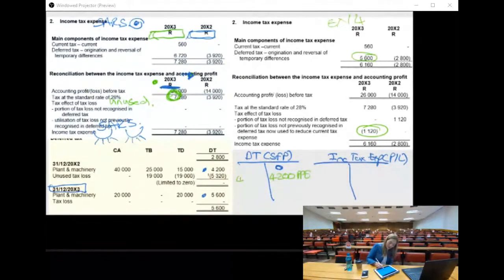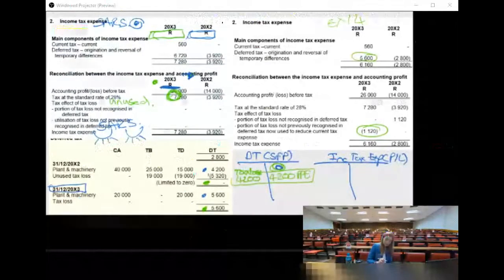And it consists of a 4,200 debit from my tax loss. And that is what gives us the opening balance of 0. Okay, so now what happens in 20x3? We are now looking at the movement from the 0 to the 5,600. So that's what my opening balance consists of.